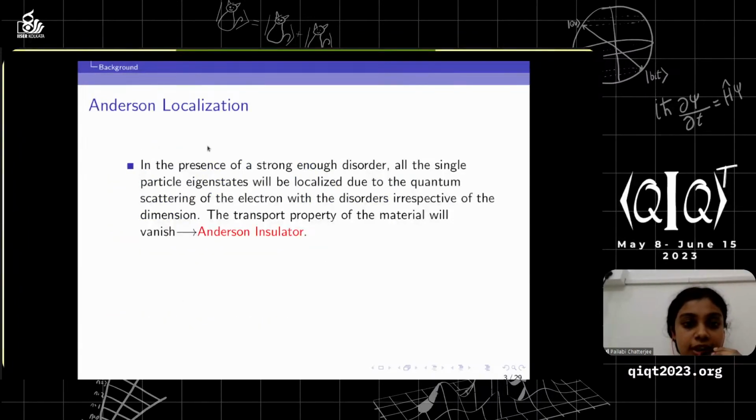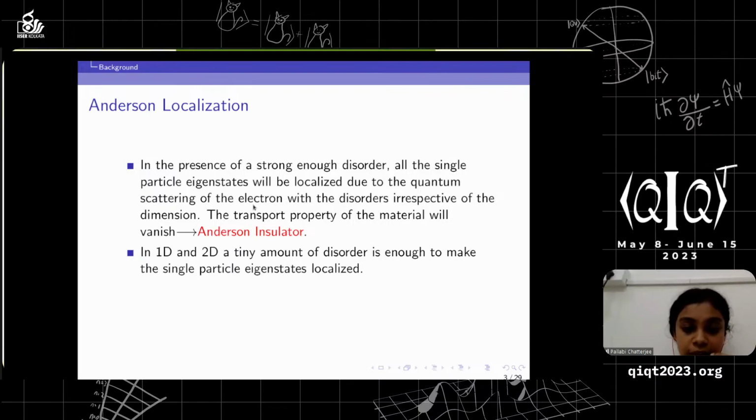So at first, what is Anderson localization? If a system is having a strong enough disorder, in presence of strong disorder, all the single particle states of the system will be localized, and it is irrespective of the dimension if the strength of the disorder is strong enough. If it is happening, then the system will not show any transport property. The diffusion will be zero, and the system is called an Anderson insulator.